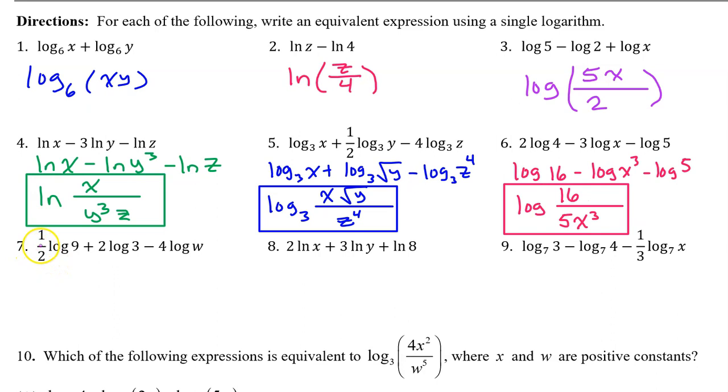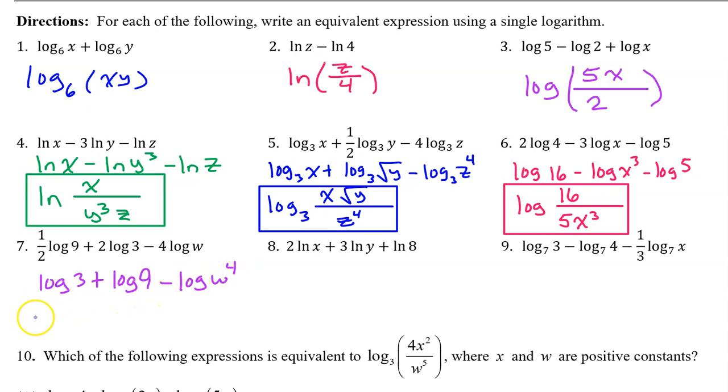For number 7, we will first move the 1/2 to the exponent. We will make the 2 the power of 3, and the 4 will become the power of w. Remember that the 1/2 power is the same thing as the square root. So I'm going to write log of 3, because 9 to the 1/2 power is the square root of 9, which is 3. And then I will have 3 squared, that's 9, I'm just going to put a 9. And then minus log of w to the 4th power.